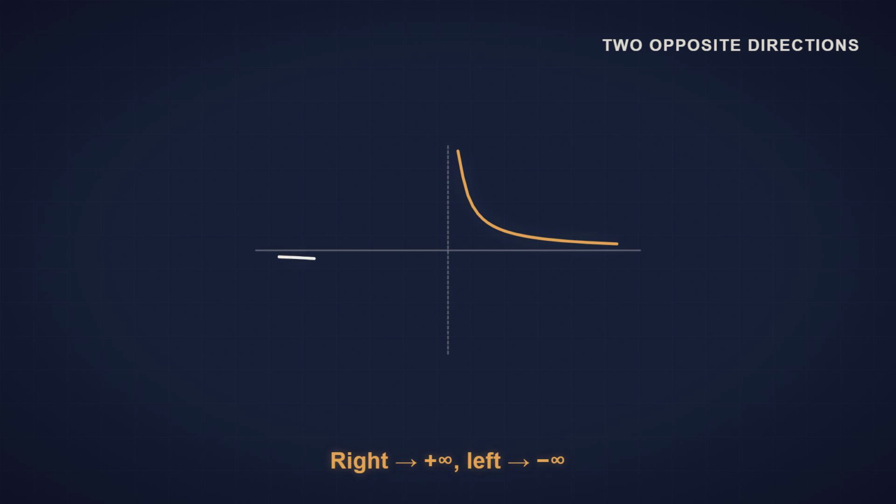On the graph, the two branches rise and fall beside a vertical gap called an asymptote. There is deliberately no point on the line x equals 0. Saying the right-hand limit is positive infinity and the left-hand limit is negative infinity describes the two approaches. Together, they do not produce one ordinary limit.